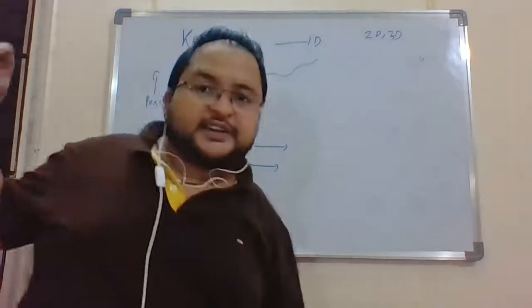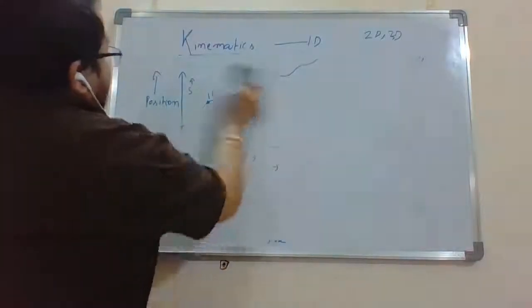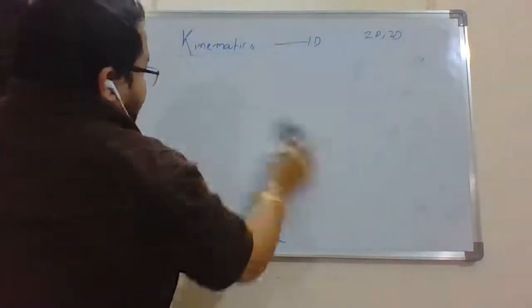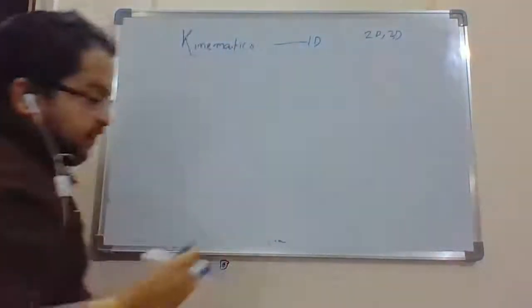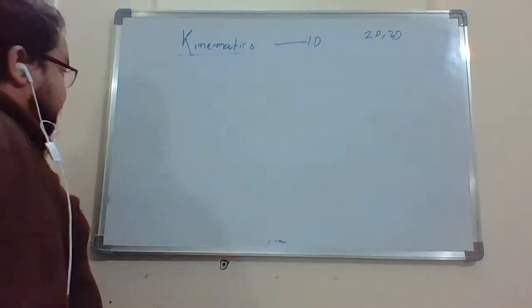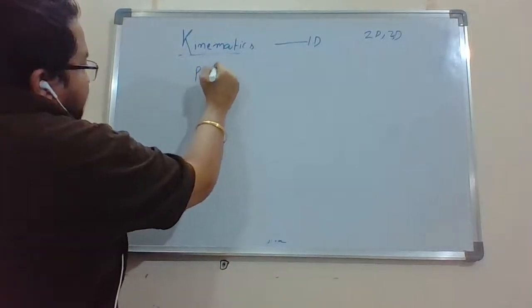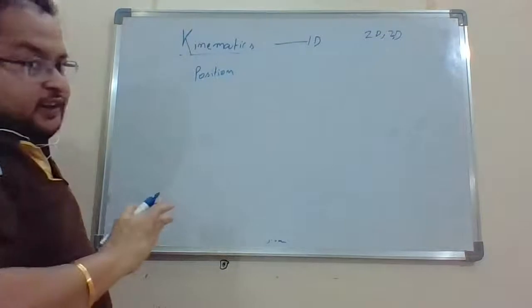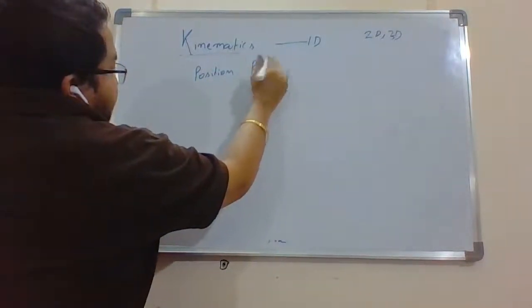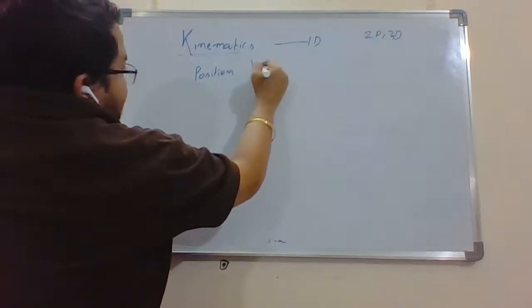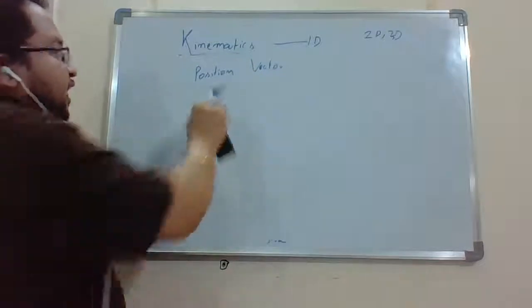Good, I didn't see any question, so let's keep moving. Now let us move a little bit. One more interesting thing: we have introduced something called position, and in vectors, we had read about the position vector. We would use this concept now in kinematics. Let's see how we would use it.